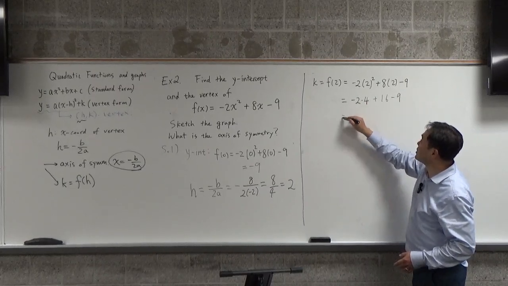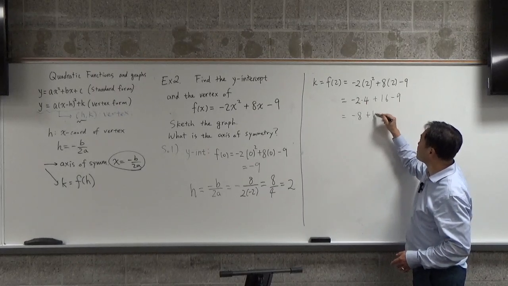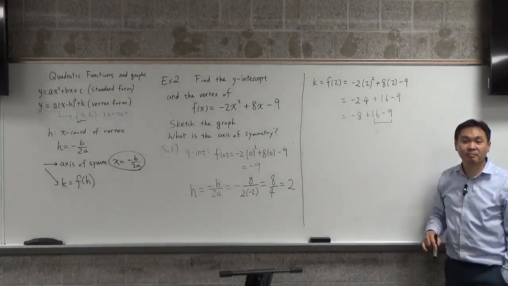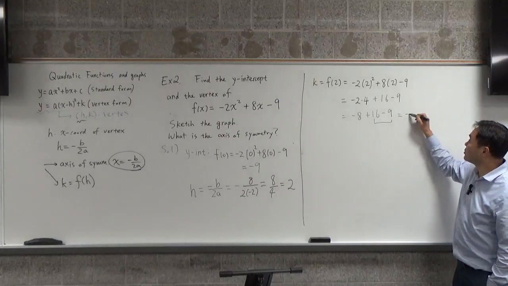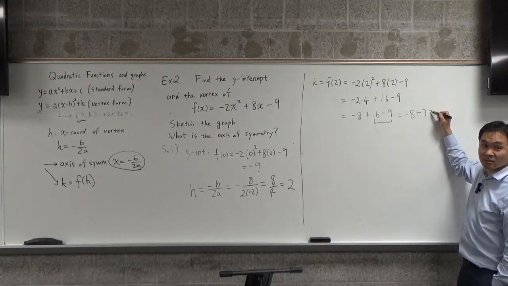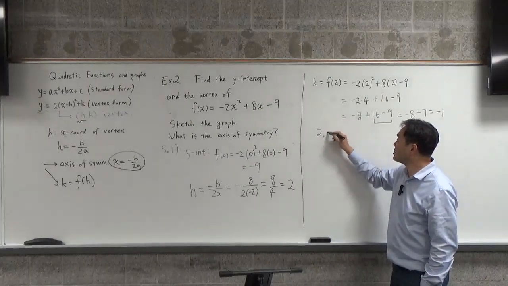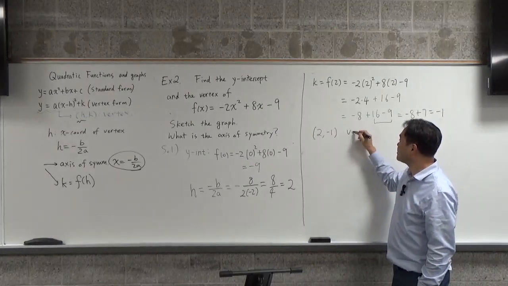Negative 2 times 4 is negative 8. Plus 16 minus 9. What's 16 minus 9? Positive 7. So negative 8 plus 7 is negative 1. And therefore, (2, negative 1) is the vertex.